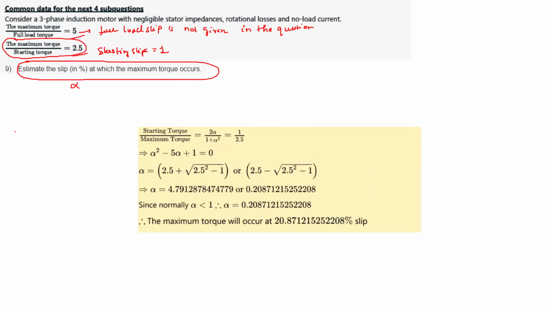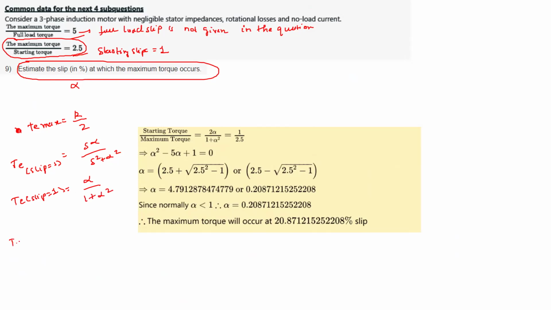So we know that the maximum torque T max is equal to K by 2. Let us say the torque at any slip equal to S is K S alpha by S square plus alpha square. So T at slip equal to 1, the starting torque, will be K alpha by 1 plus alpha square.